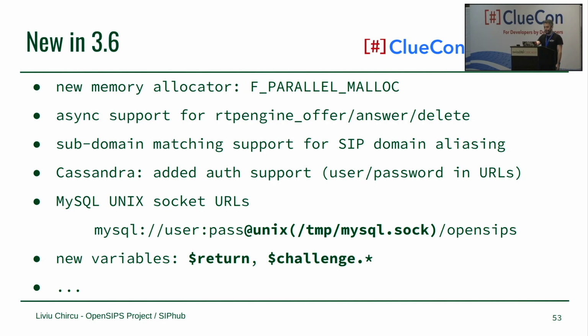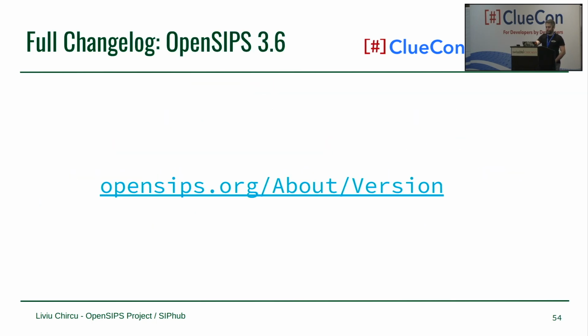There is a new allocator. Of course, if we had 3, why not have the 4th one? That should be even more performant on certain use cases. The RTP engine functions are now async. You can use them in async mode as well, right? So you get better throughput on your OpenSIPS while waiting for the answer from the RTP engine. This one is a nice one. There is wildcard domains support now available, so you can match a lot more domains using those wildcards. Yeah, authentication support in Cassandra, Unix URLs in MySQL, a couple variables you can use to improve your scripts, and so on and so on. The full list is available on opensips.org about version.